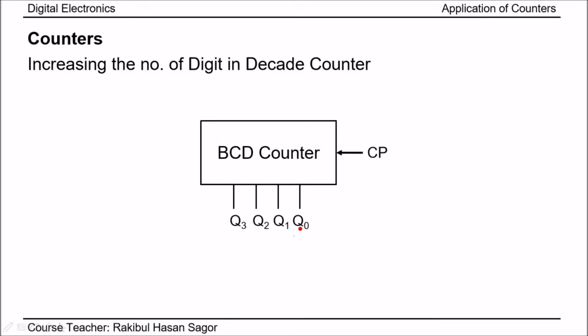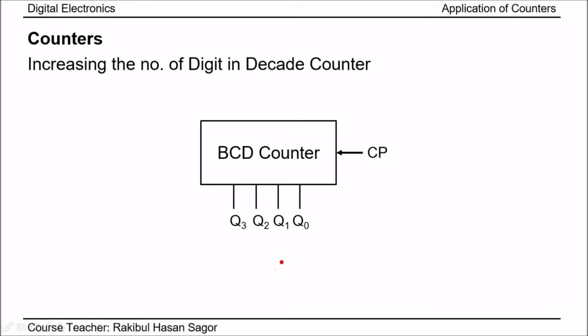If we want to see the output in 7-segment display, what we need to do, we need to connect a BCD to 7-segment decoder here, then 7-segment display here. It will show the counting operation using the conventional number we understand. So it will show 0 first, then 1, 2, 3, 4 up to 9.